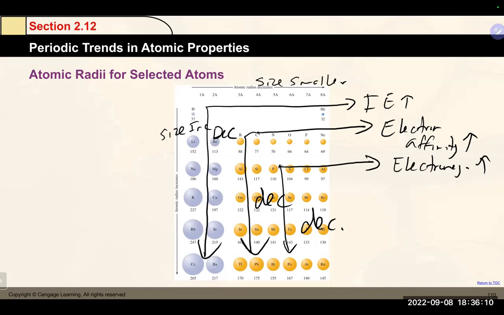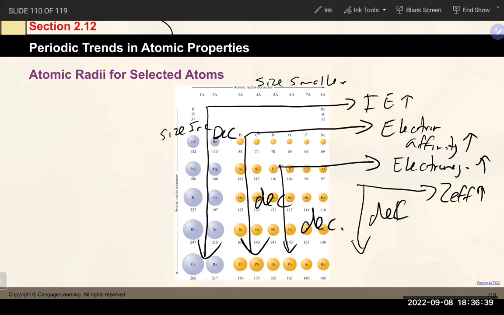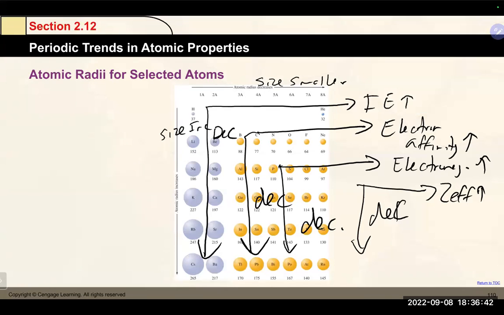And all of these things, including up and to the right, our effective nuclear charge also increases and decreases as you go down and to the left. All these trends really help us understand what happens with different types of elements. When we go up and to the right on the periodic table, that is pretty much where we find nonmetals, right? Up and to the right.